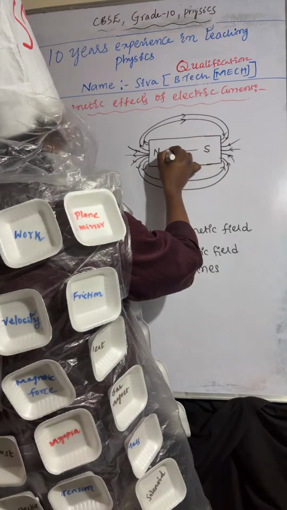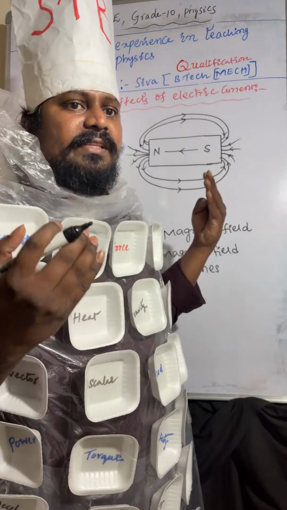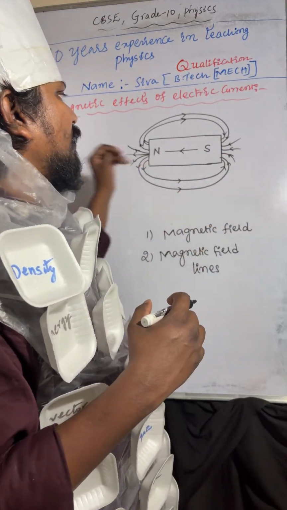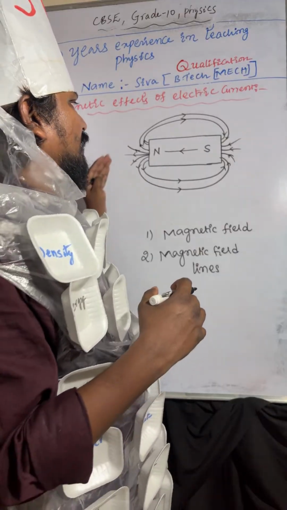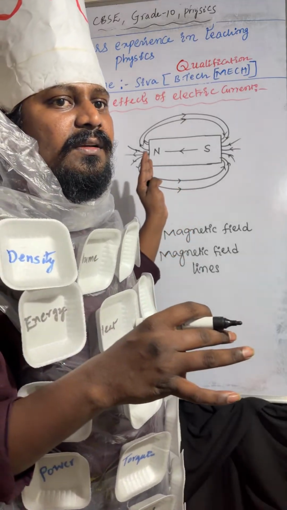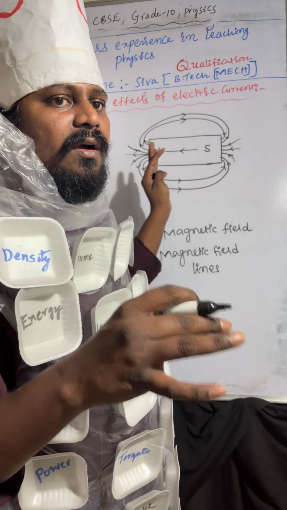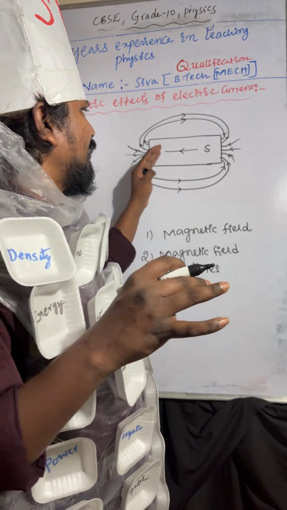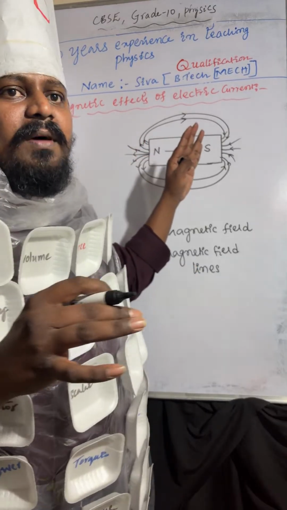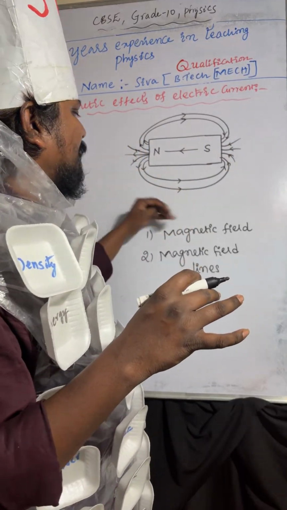Outside of the bar magnet, the magnetic field is north to south. Inside of the bar magnet, the magnetic field is south to north. Understood or not? I hope it is very clear. That is a magnetic field.